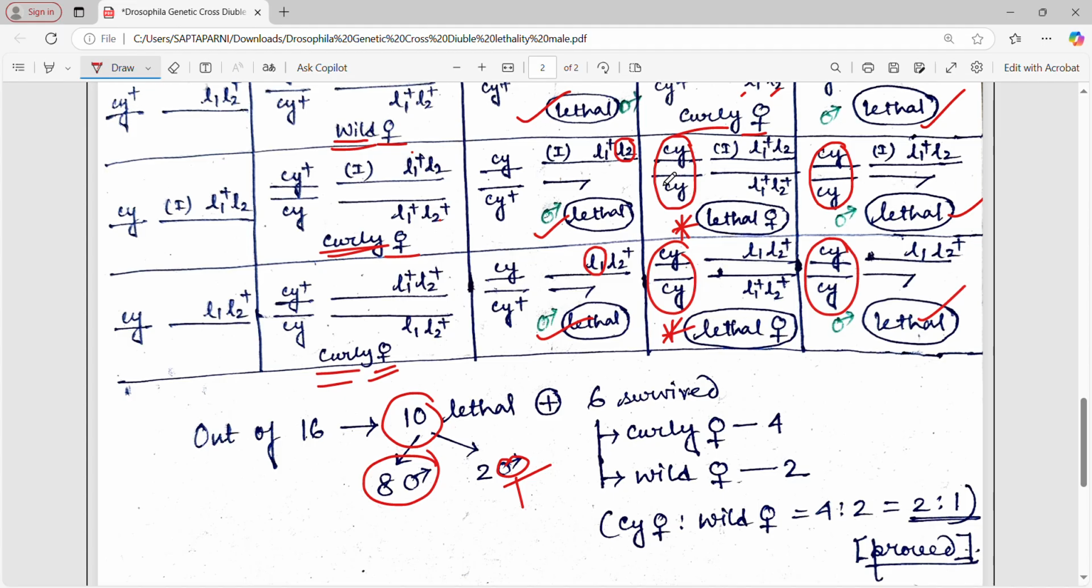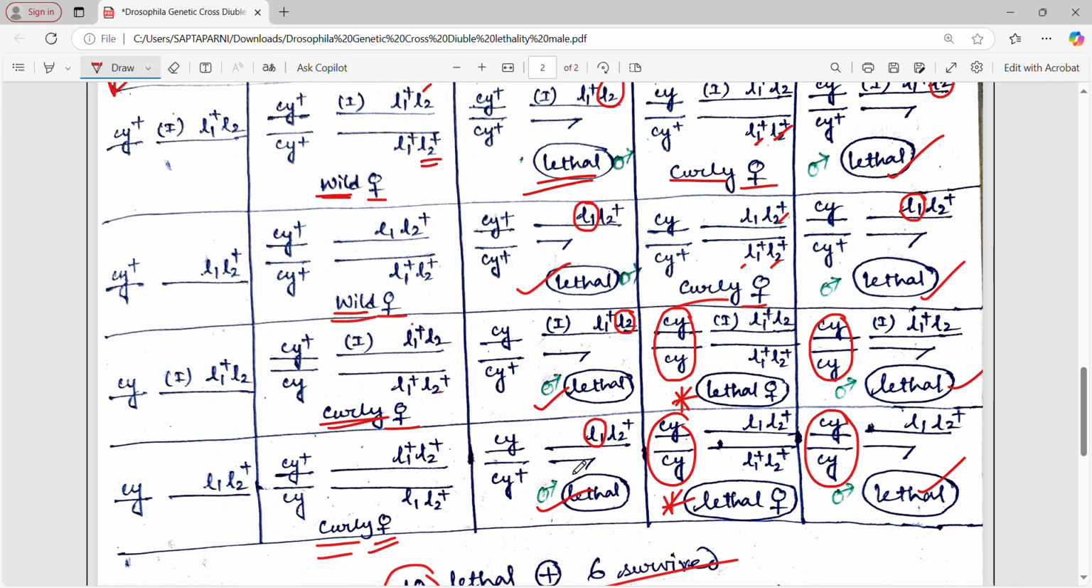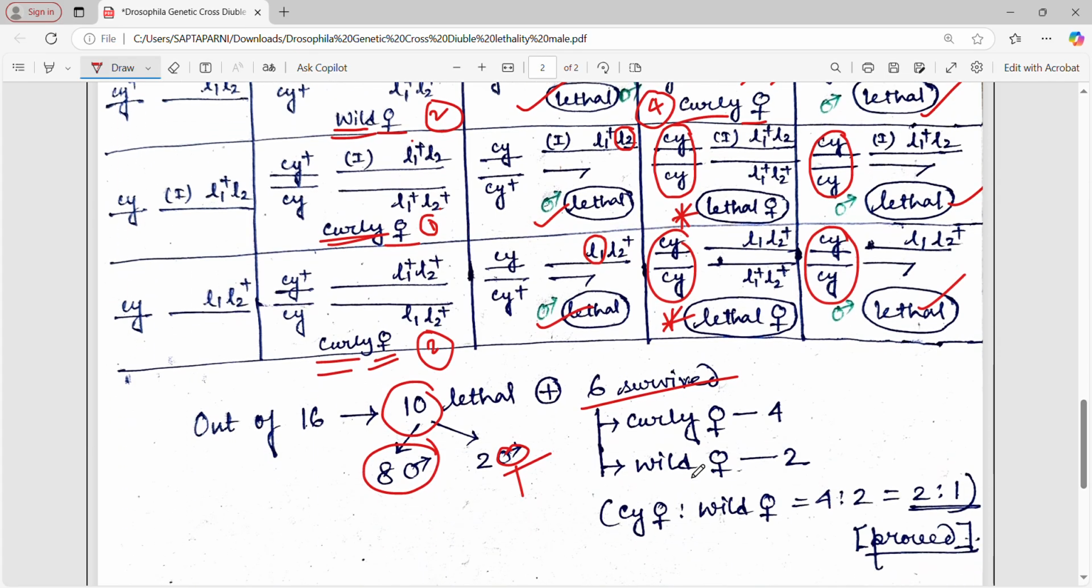So 6 survived, and among these 6 surviving progenies, you can see there are 4 Curly progenies. This one, then another one, and another one. 4 Curly females are there and 2 wild females are there. So among these 6, there are 4 Curly females and 2 wild type females. So the ratio is 4:2, that is 2:1.